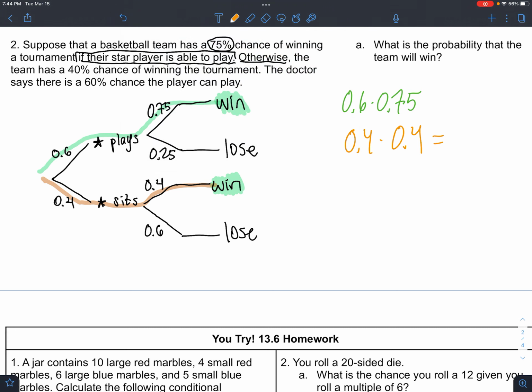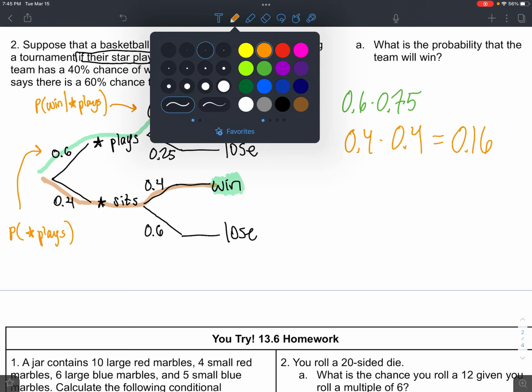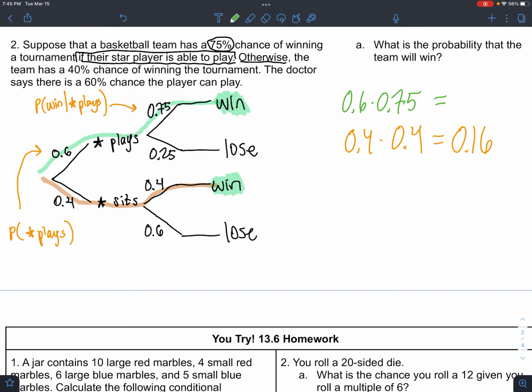So you don't have to write out the complicated formulas. You really don't. But it's important to know that all these probabilities have names, right? This one is the probability you win given the star player plays. Right? This one is the probability the star player plays. Right? And it turns out that this formula links them together. But at the end of the day, it's still just multiplying. We just got to multiply all the possible paths that we can get there from. So this multiplies to 0.45.